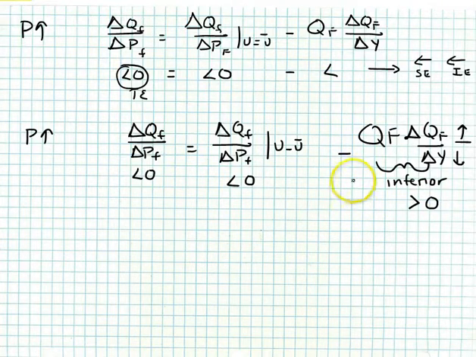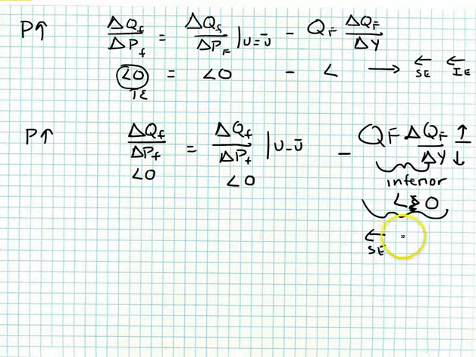positive. And so a negative minus a positive, less than 0. A negative minus a minus is going to be less negative. So what this says is the substitution effect pulls you out of the quantity of food, and the income effect will pull you in to the quantity of food.